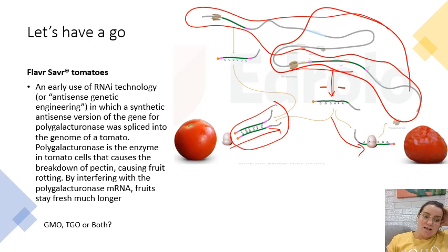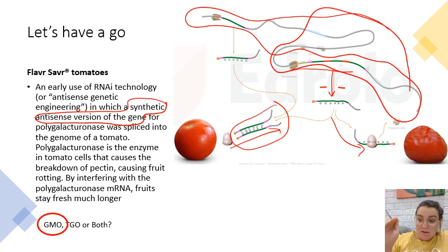Do you think that is a GMO, a TGO, or both? Fabulous. The GMO is a synthetic antisense version of that gene. So we're not putting in a gene from another organism. We're just putting in different types of nucleotides, a synthetic piece of RNA that's stopping that messenger RNA from being translated into a protein.